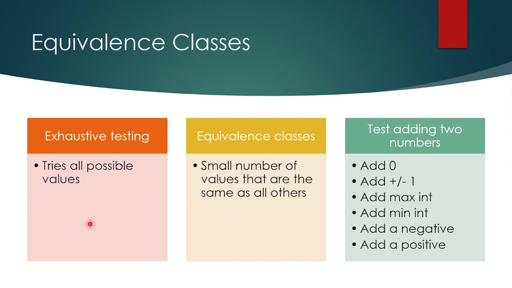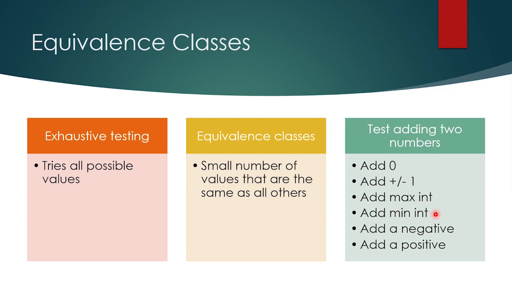So what we try and do is identify equivalence classes, which say all the numbers in this particular class are really the same thing, and testing more than one doesn't tell us anything we didn't already know. So if we're going to test simply adding two numbers together, we want to make sure that we can add 0 and get the right result. We can add plus or minus 1 and get the right result. We can add the maximum integer value, and it should give us something that we expect.